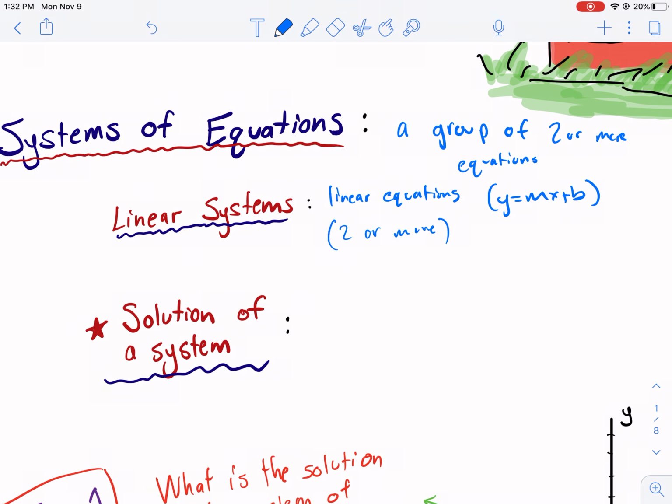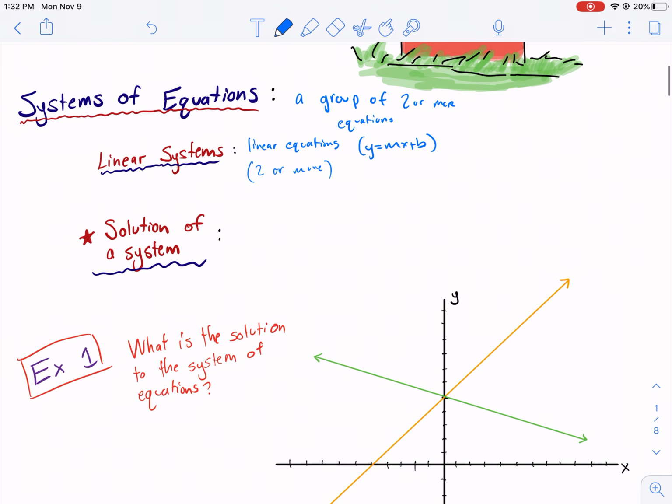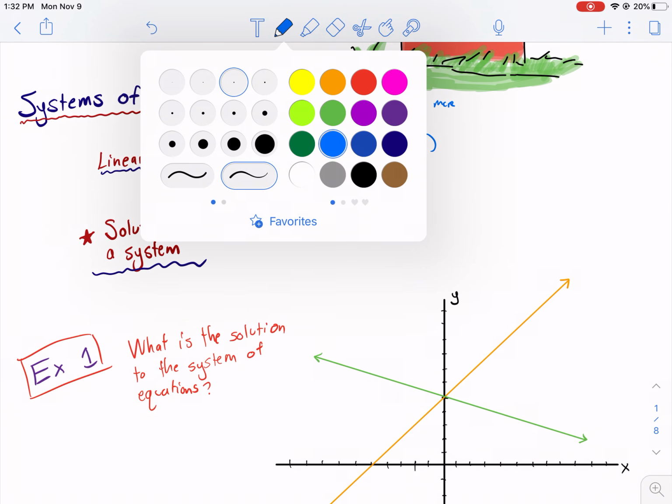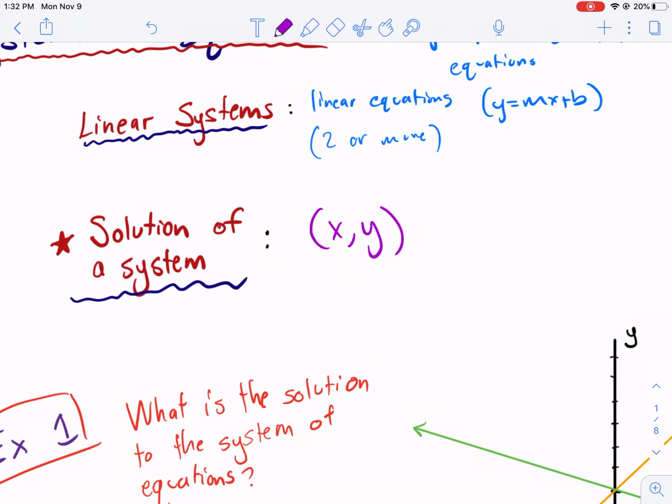Okay, so the solution of a system. This is something that everyone confuses for some reason. They may know that yes, it's going to be an x and a y, but what does that mean? What does this x and y mean? This is the point of intersection. It's where the two lines meet, where they cross each other. It's where this x value and this y value make it true for all equations.